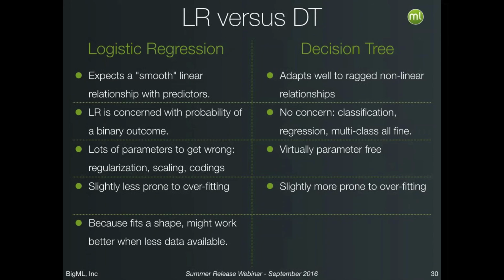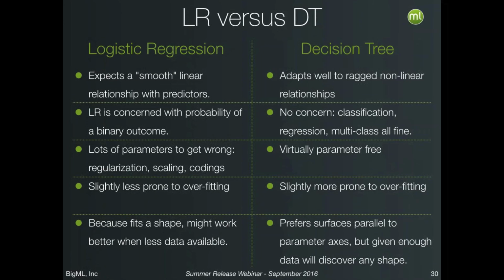And then another one is that logistic regression, remember, it's fitting a shape. So sometimes it might work better when there's less data available. So if you have a very small data set and the logistic regression is going to fit the shape of your data well, the surface boundary between the probabilities, then it's going to outperform the tree.